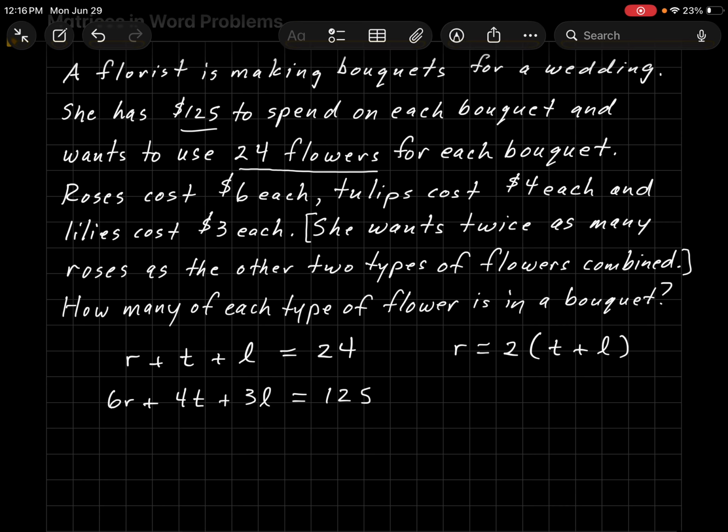Now, why did I put this on the side? When we're setting up systems and the augmented matrix that corresponds, we need everything to stay in the same order. So if I start with roses, tulips, lilies, number, I have to have roses, tulips, lilies, number in each of my rows. So I'm going to rewrite this one again over here on the right. So I have R is 2T plus 2L. And remember that I want R, T, L, number. So I can do R minus 2T minus 2L equals 0.